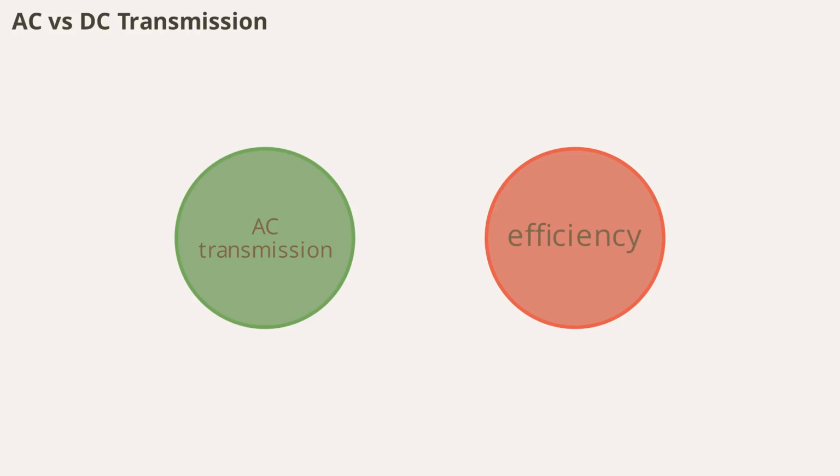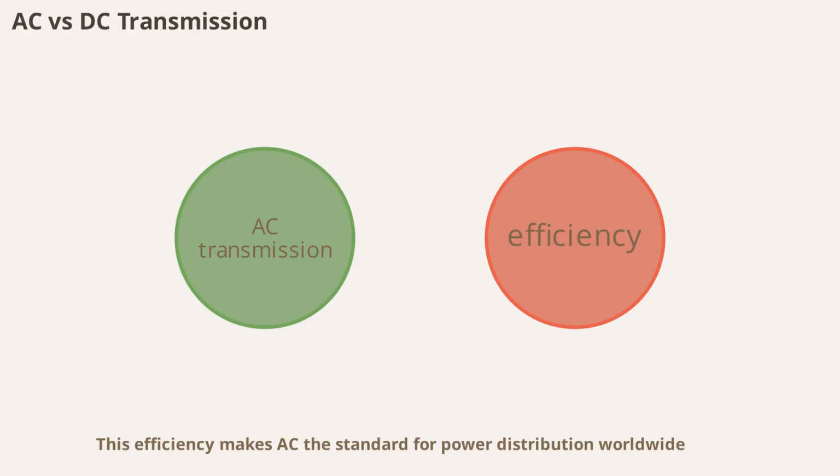The main reason is that AC can be easily transformed to higher or lower voltages using transformers, minimizing energy loss during transmission. High-voltage transmission reduces current, which in turn reduces resistive losses in the wires. This efficiency makes AC the standard for power distribution worldwide. Understanding why AC is favored helps in appreciating the design of modern power grids.